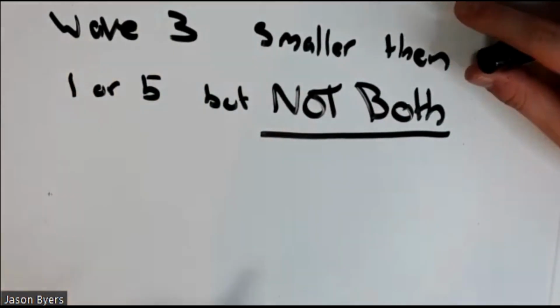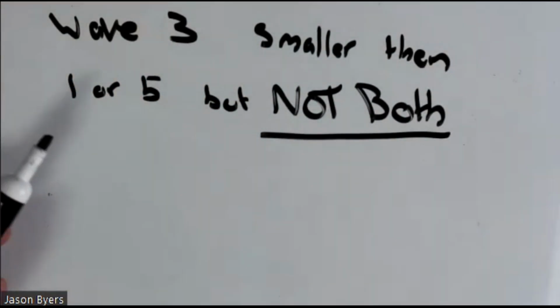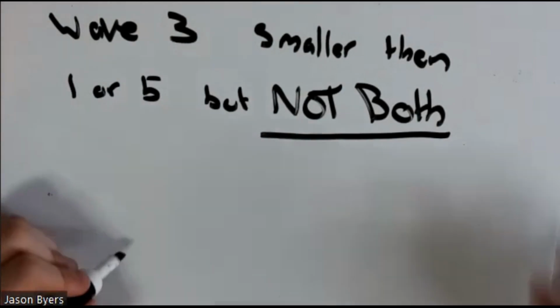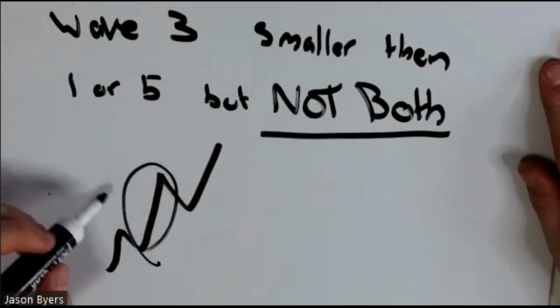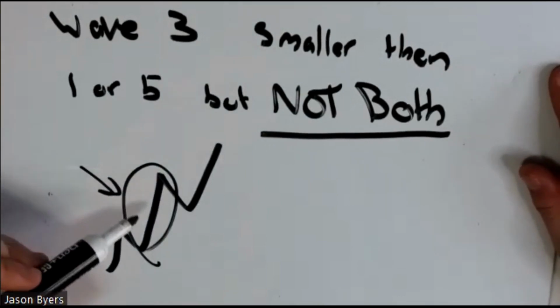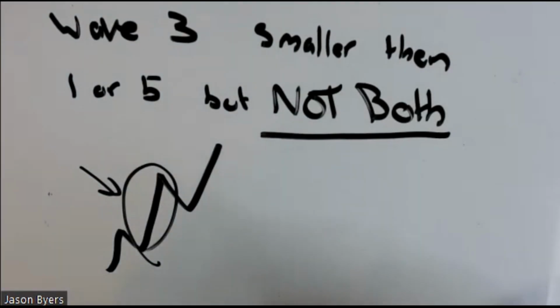Wave 3 can be smaller than 1 or 5, but not both. Remember, wave 3 is this one right here. This wave can be smaller than 1 or 5, but it cannot be smaller than both. At that point, you have to restart, reset. This stock is not going to follow the Elliott wave theory.